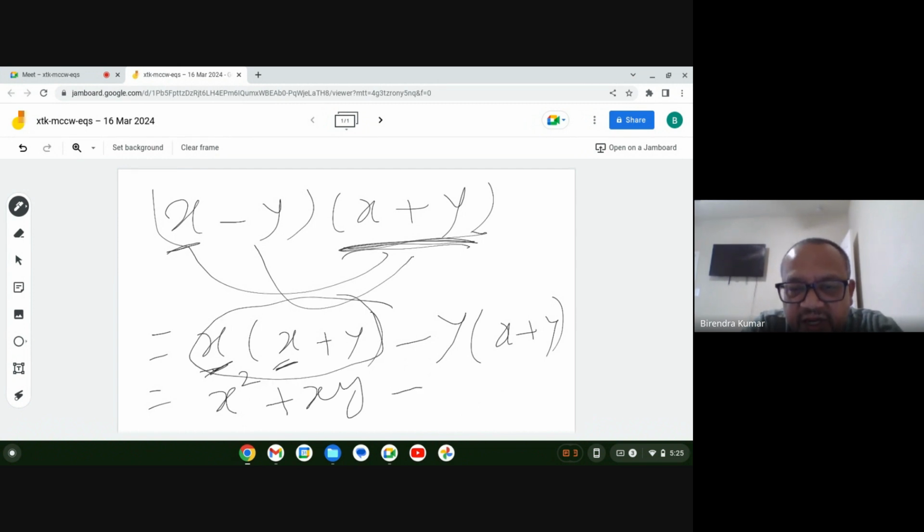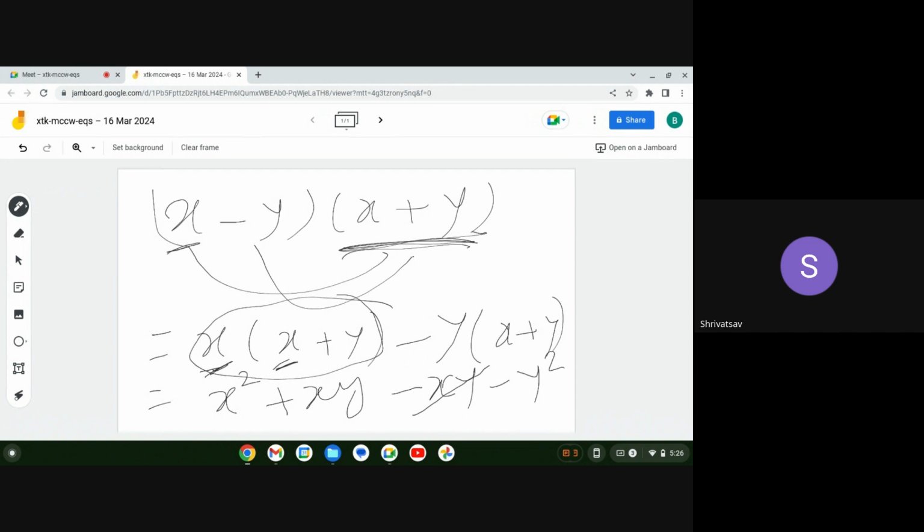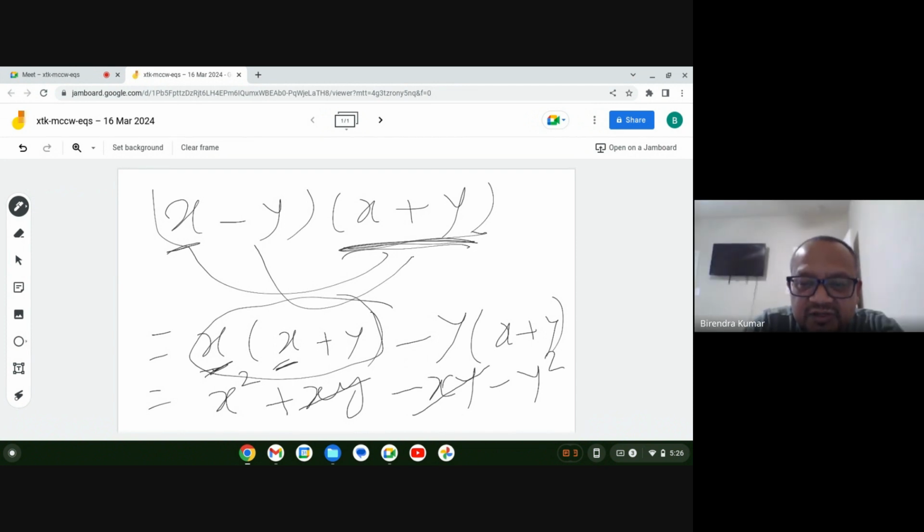I have a minus. I wrote minus y into x. That is yx or xy, same thing, like 2 into 4 or 4 into 2. Now minus y into plus y: minus into plus becomes minus, and y into y becomes y squared. So minus xy and plus xy cancel out each other, and that is how it becomes x squared minus y squared. So x plus y into x minus y becomes x squared minus y squared. Same way, a plus b into a minus b becomes a squared minus b squared.